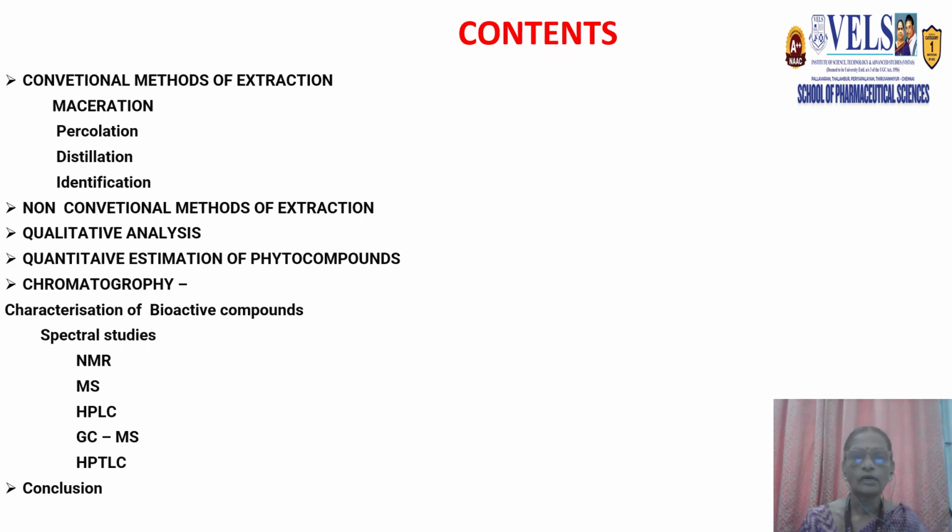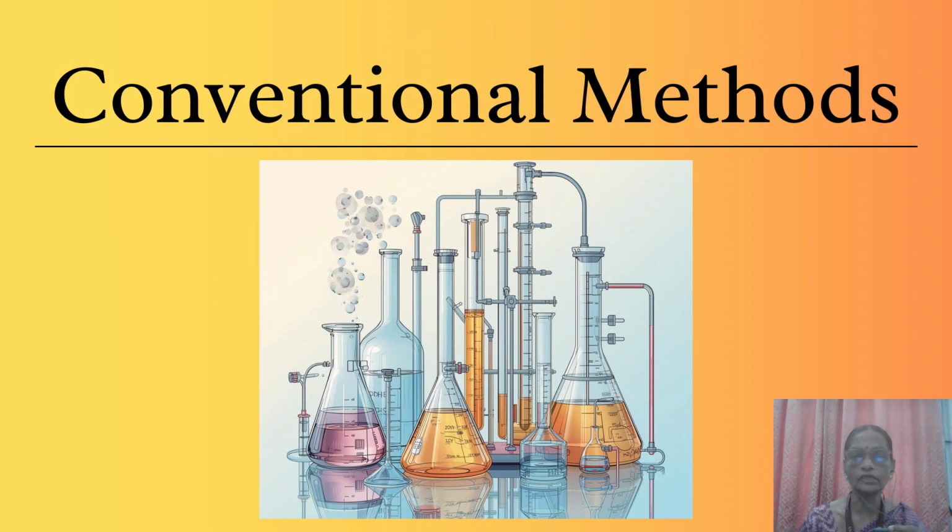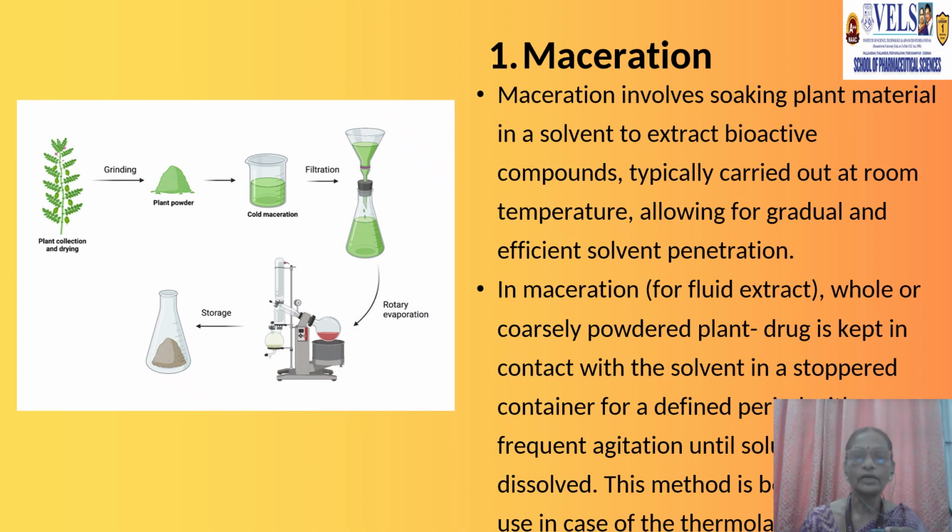Coming to the conventional methods of extraction, maceration involves soaking the plant material in a solvent to extract bioactive compounds. Typically, it is carried out at room temperature in cold conditions for gradual, efficient solvent penetration. It is the simplest and easiest method.